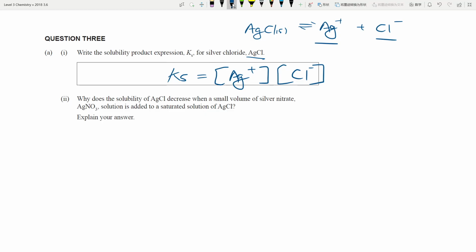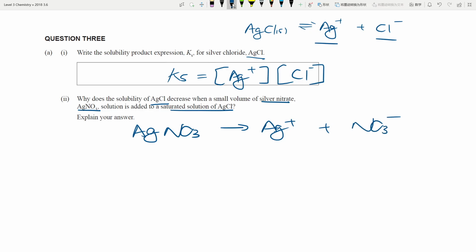Why does the solubility of AgCl decrease when a small volume of silver nitrate, AgNO3, is added to a saturated solution of AgCl? Because you have a common ion. AgNO3 will completely dissolve into Ag plus and NO3 minus. You have Ag plus here and Ag plus here. This is a common ion. Because of the common ion, if we go back to the equilibrium, you already have some Ag plus, so this concentration is already high.